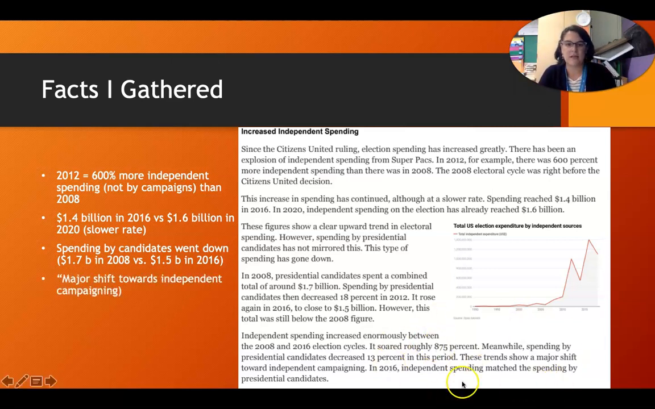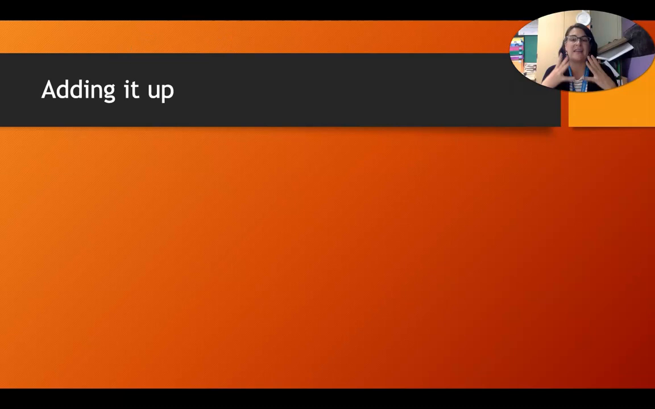And down here, I noticed, and I took words directly from it, saying that there's a major shift toward independent campaigning. That seemed to be a really major fact to gather. So I went through and picked out those important notes. I either put them in my own words or I quoted them directly using quotation marks to know I was being accurate. And now I'm going to add these facts up.